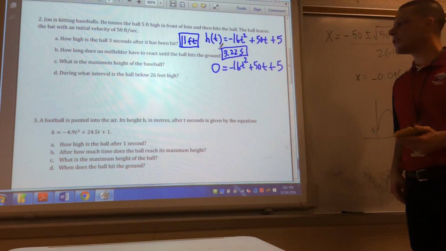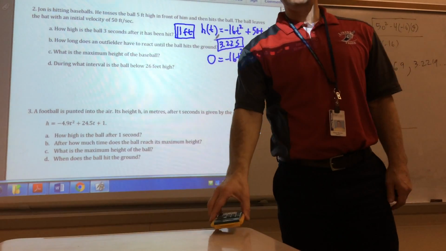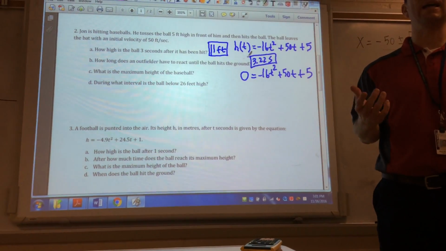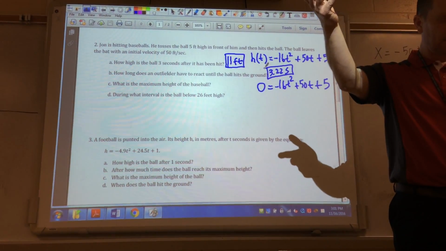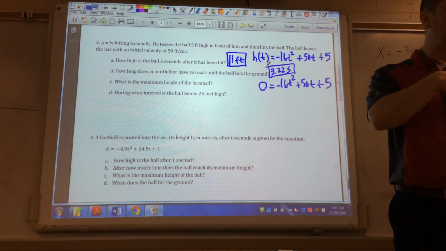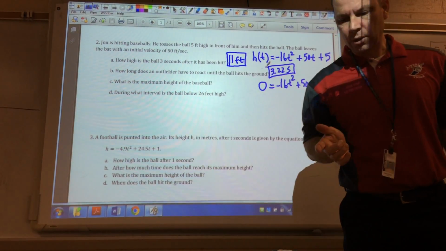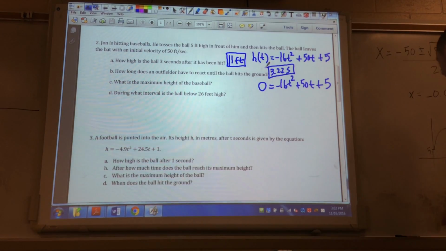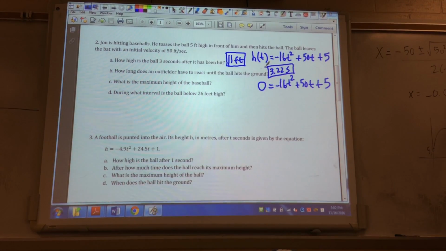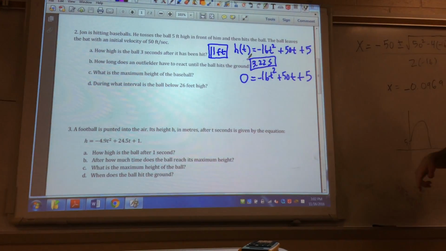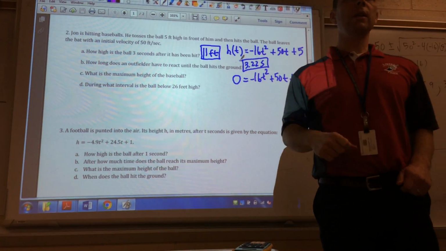All right, part C. What is the maximum height of the baseball? Where will we find our maximum height? At the vertex. We might be able to find it in the table, but I don't think so in this one, because these numbers would have worked out nicely if we were going to get a nice vertex in the middle. So we need to know the vertex.